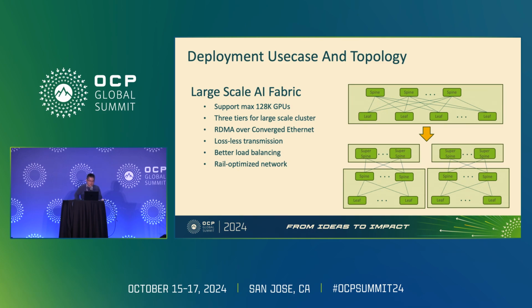The communication between GPUs is based on RoCE v2, and it requires a lossless fabric. The lossless transmission is guaranteed by using the layer 2 PFC scheme. So the rest of the effort in building a better AI fabric is on providing better load balancing.